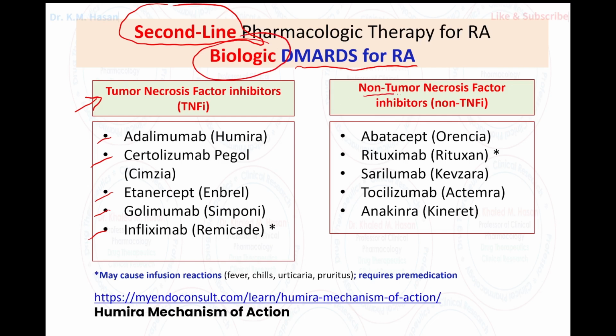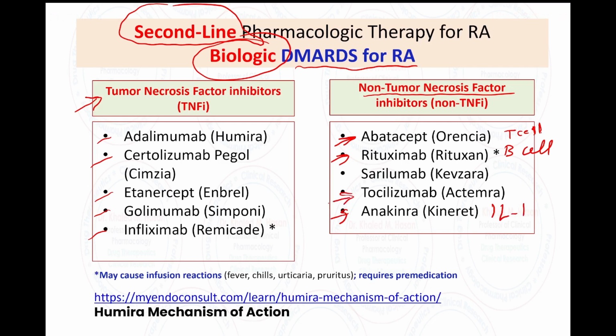We call this one non-tumor necrosis factors. And if you remember, we have different categories there. This one, abatacept, works on the T cells, inhibiting T cells. Then we have rituximab, which mainly works on the B cells, inhibiting the activation of B cells. Then we have anakinra. Anakinra works by inhibiting interleukin 1, Kineret.